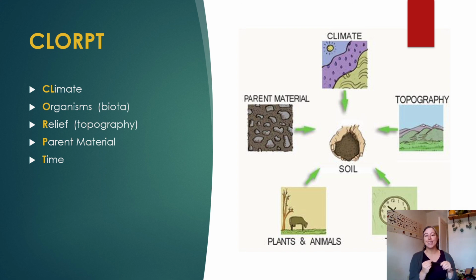The classic weathering word, CLORPT. I don't know who makes these things up. Climate, organisms, relief, parent material, and time. And then sometimes, when people aren't using the word CLORPT to remember this list of five things, people will use biota instead of organism, and they'll use topography instead of relief. Because relief is not a word we use very much, but someone was trying to make it into a sayable word, so they used relief instead of topography.